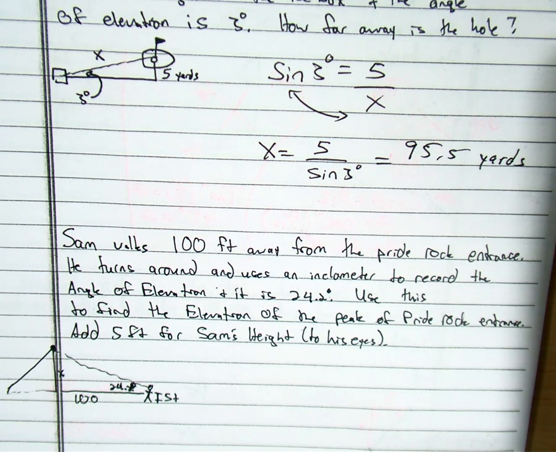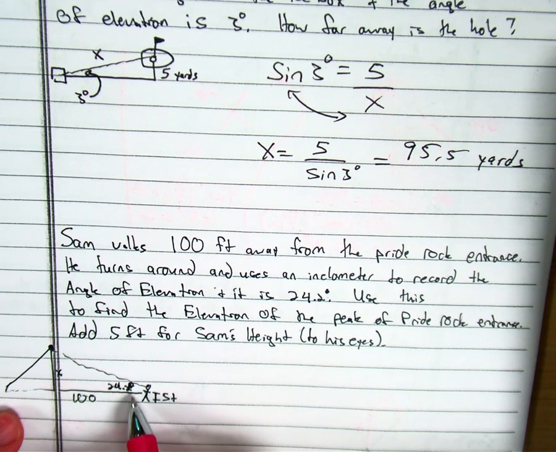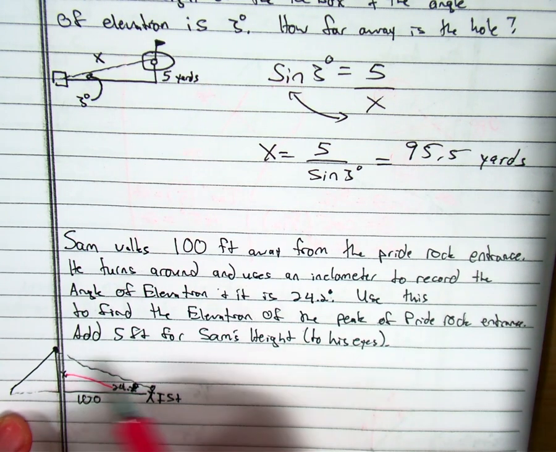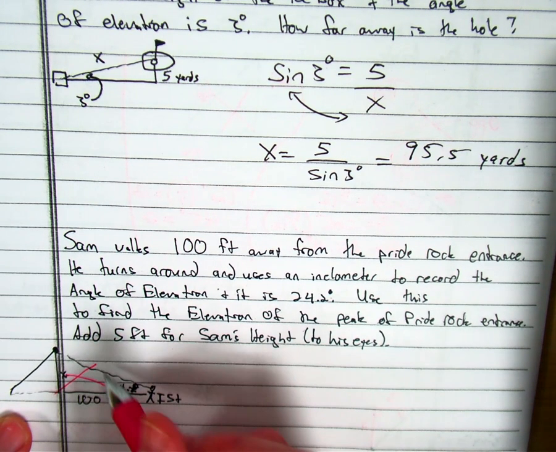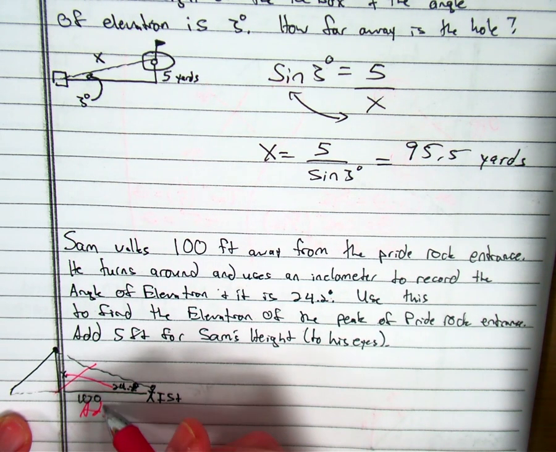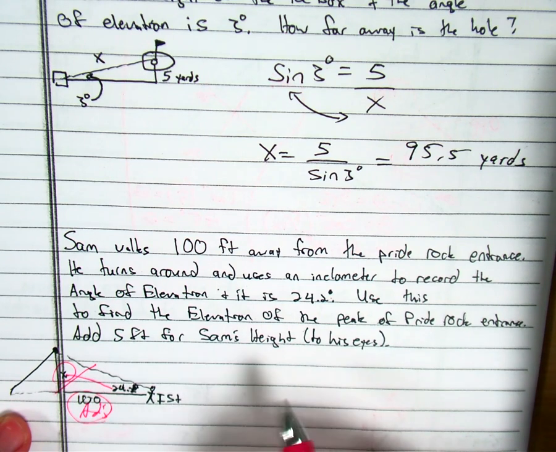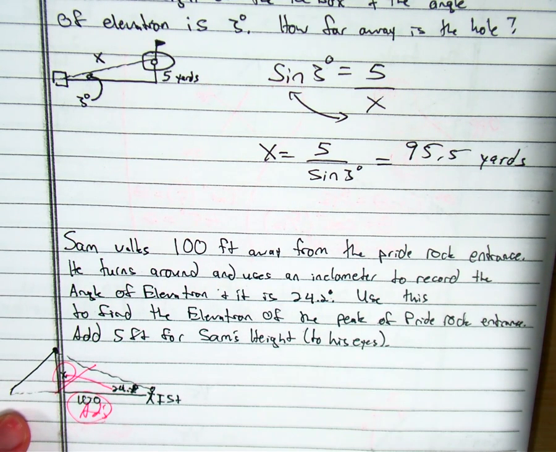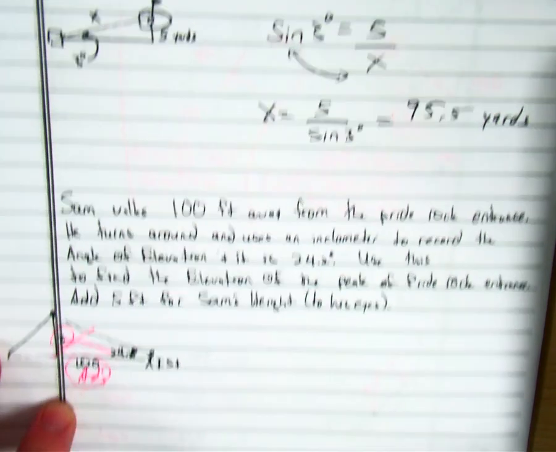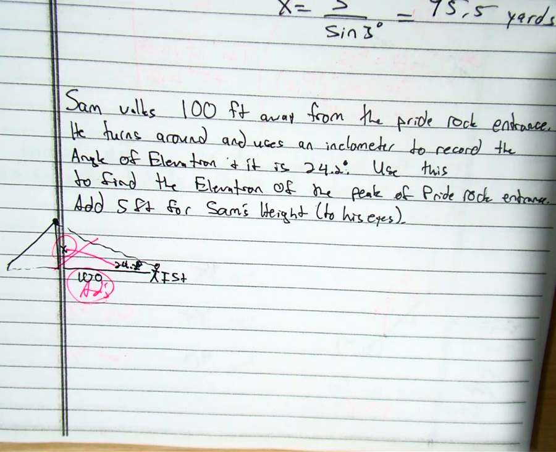Okay? So we've got 24.2 degrees. We have opposite. Hypotenuse is empty, so we have adjacent. Opposite and adjacent with 24.2 degrees. And then we're going to add 5 feet to our final answer at the end. Okay, go ahead and push pause and see if you can get that one figured out.